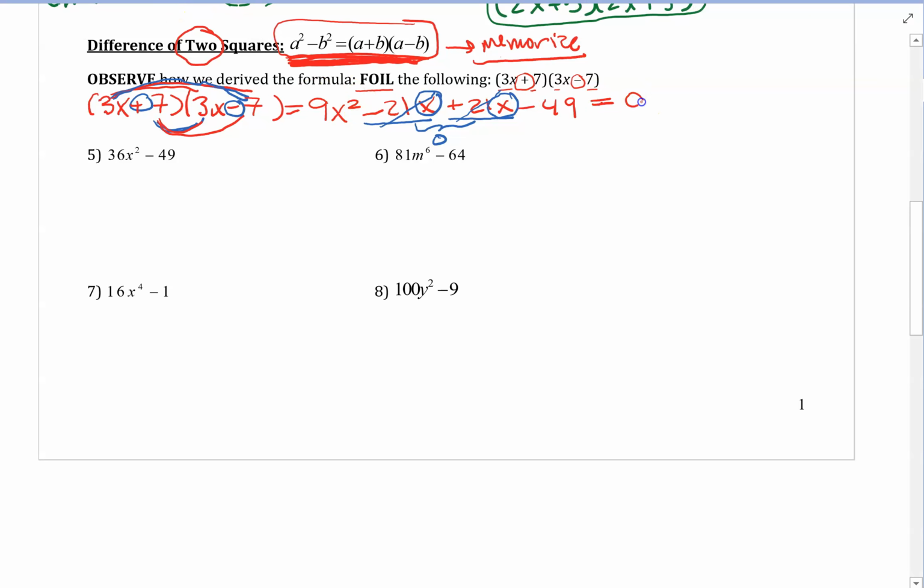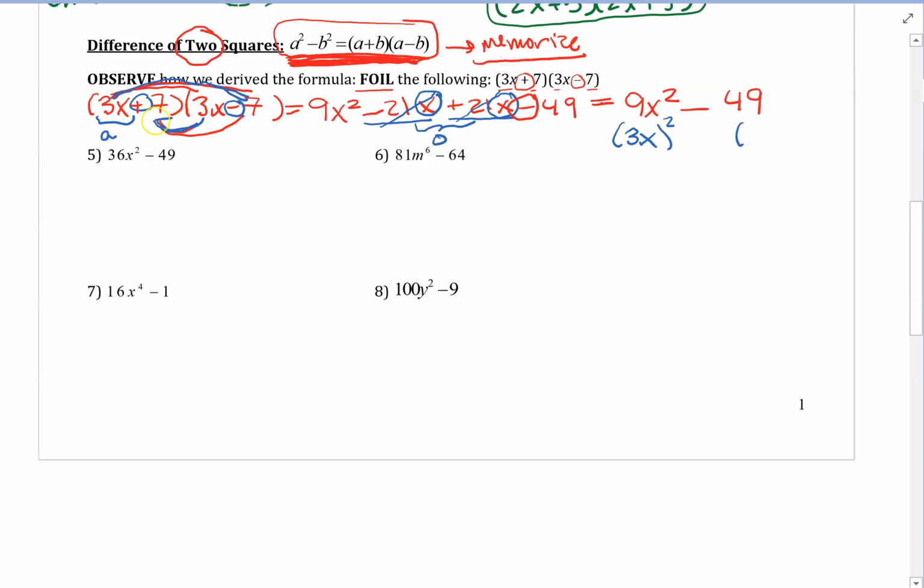The first term was 9x squared. Also, we're left with a subtraction. So it's 9x squared minus 49. Where did the 9x squared come from? It came from this first term, which we'll call a squared. Where did the 49 come from?